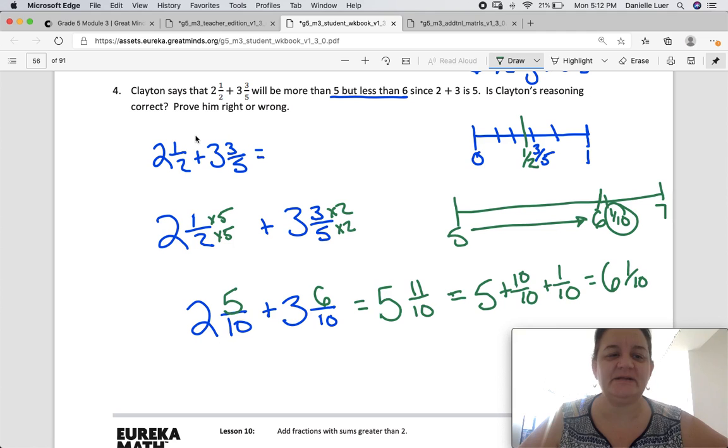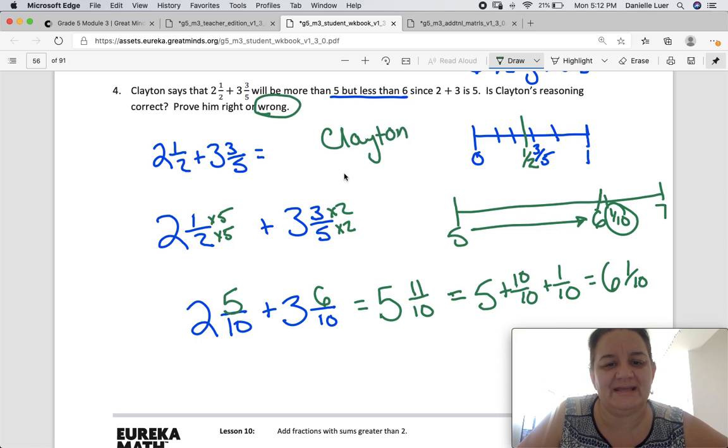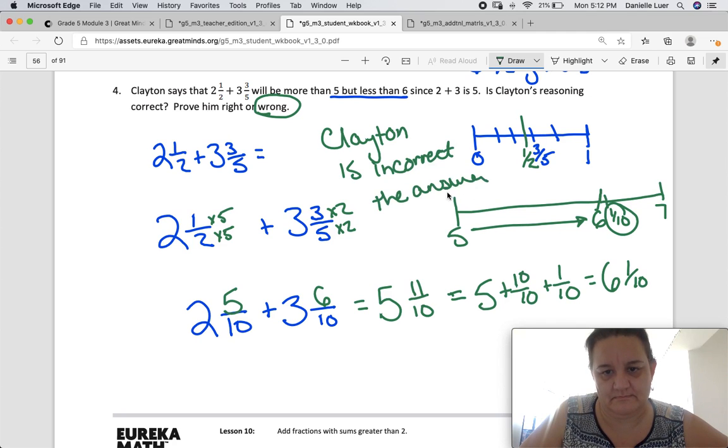Is Clayton's reasoning correct? No, he's wrong. Sorry, buddy, you're wrong. Clayton is incorrect. The answer is 6 and 1/10, period.